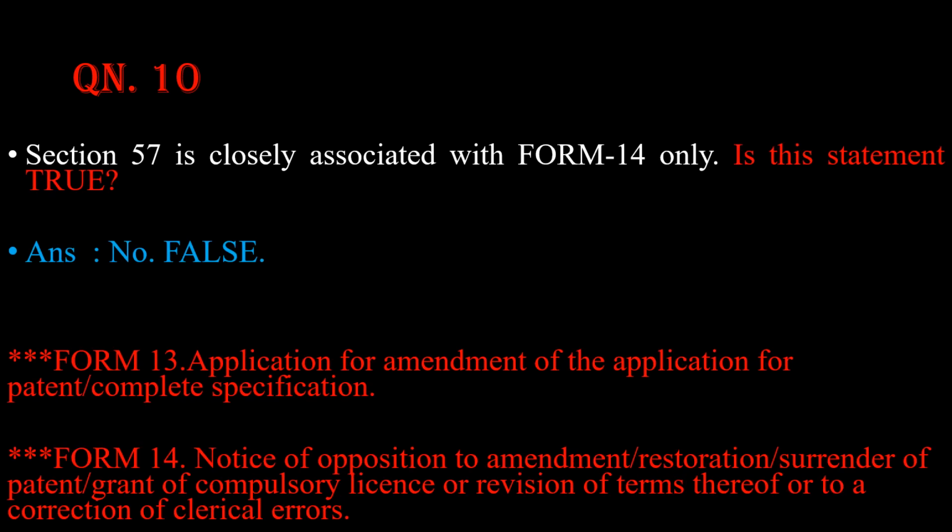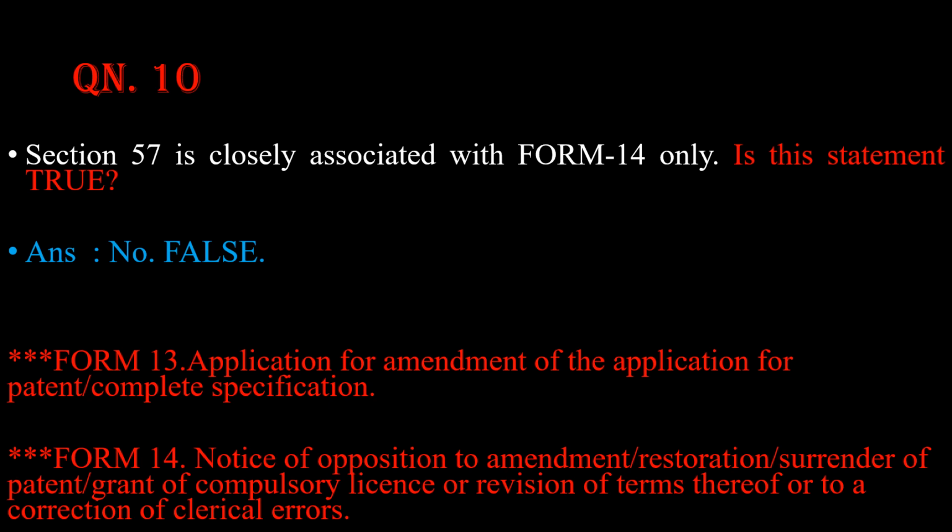Now the most awaited question, that is question number 10. Section 57 is closely associated with form 14 only. Is this statement true? The answer is no. False. Because actually section 57 is closely associated with form number 13 and form number 14 both. That means only form 14 is not true. So the answer is false.